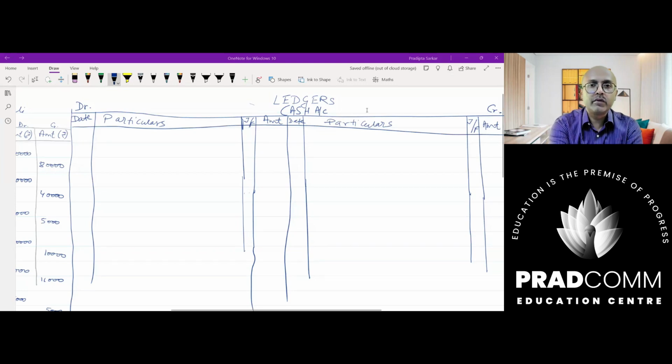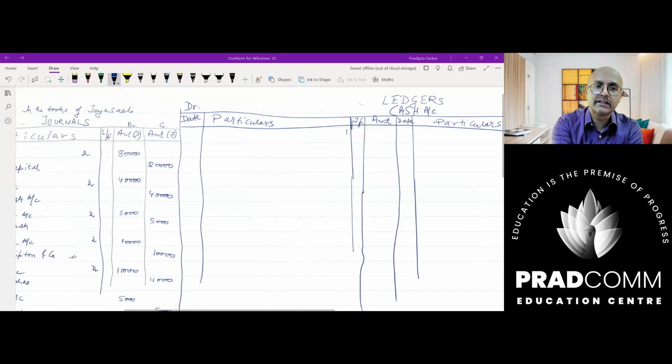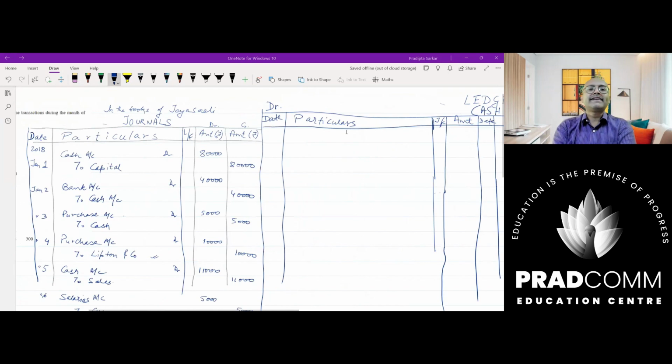Okay. So how to do cash account? Whenever you will be doing cash account, you will have to take reference from your journals. Tell me the very first entry. Do we have cash account over there? Yes, sir. Cash is debited. So as you can see, cash is debited over here. We will write on the debit side.